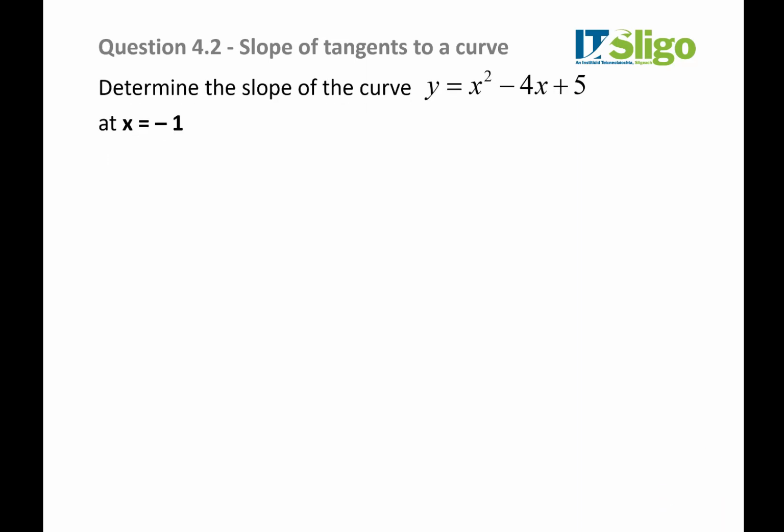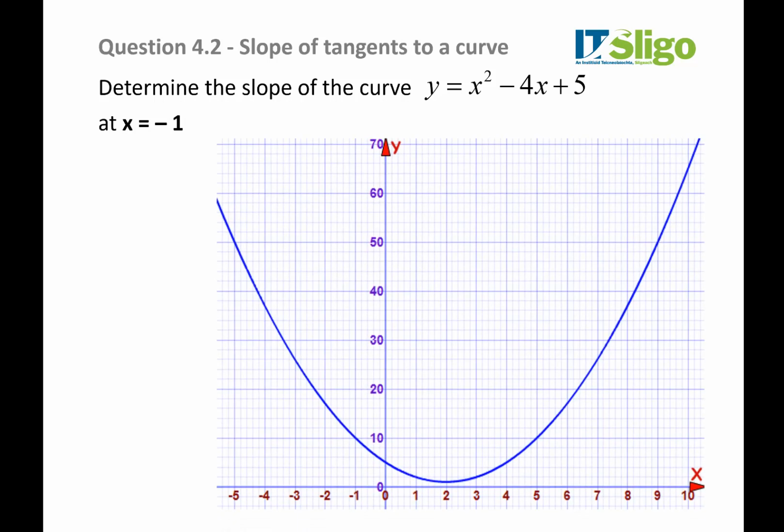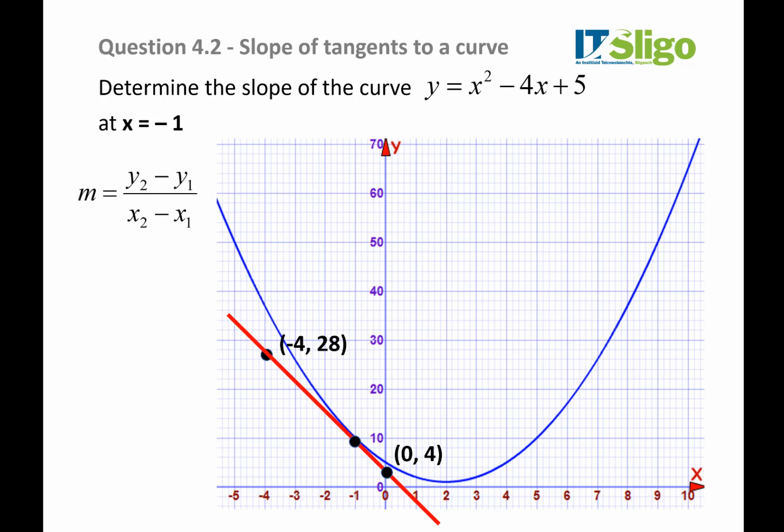determine the slope of this curve at the point x is equal to -1. Now, if I was really cruel, I'd get you to draw the curve first of all. But we have the curve here. And we're interested in, well, what's the slope at this point here? So we draw a tangent at that point. And then we just pick 2 values. So I've kind of done all the hard work for you guys. What I need you to do now is determine what's the slope of the tangent at that point.